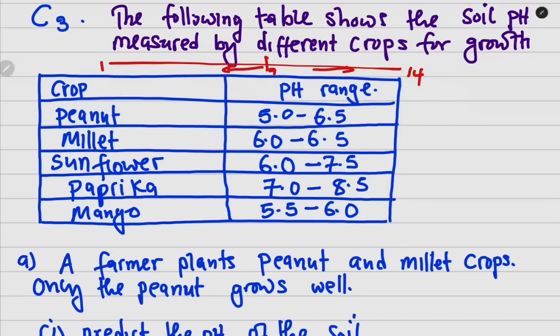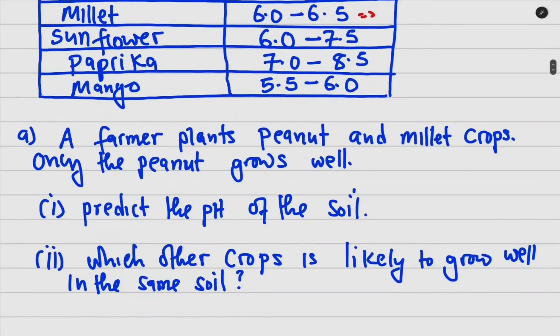Okay, so now that is not the case here. What you are given is the crop pH range. So we have peanut, the pH range of the soil, which means this is the pH range for the crops. Okay, so here we have 5.0 to 6.5. Then for millet, you have 6.0 to 6.5. Then for sunflower, 6.0 to 7.5. We have paprika, which is 7.0 to 8.5. And we have mango, which is 5.5 to 6.0. Now we are saying a farmer plants peanut and millet crops. Only the peanut crops grow well.